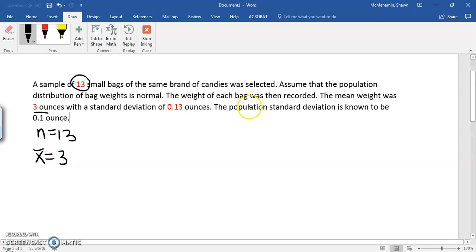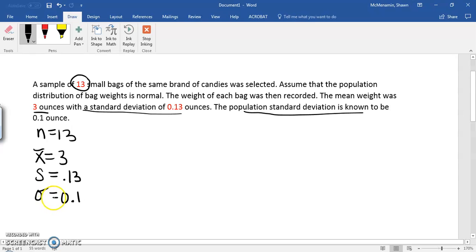And the reason that it's talking about the sample is it's saying that a sample was selected, the weight was then recorded, the mean weight, so it's like the mean weight of these samples is 3 ounces. So x bar equals 3 with a standard deviation of 0.13. So S equals 0.13. The population standard deviation is known to be 0.1. So your sigma is 0.1.